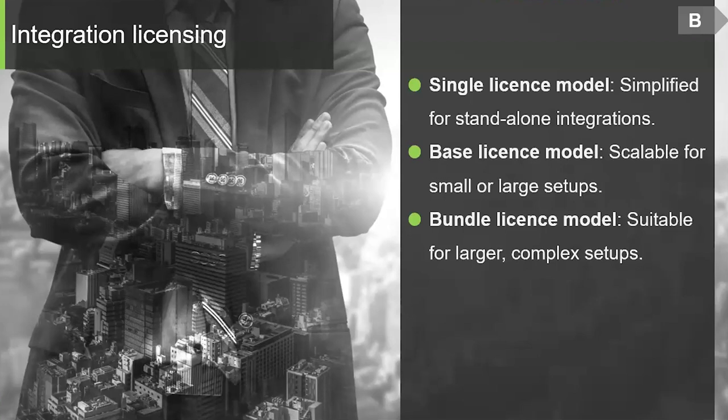We also have the bundle license model. That is the third type of integration licensing that we do. The bundle license model is similar to the base license model, where there is a base license for the integration itself. But instead of a per device license like the base license, here you have an unlimited per device license, meaning you can set up as many devices as you would like. This is more suitable for larger complex setups.